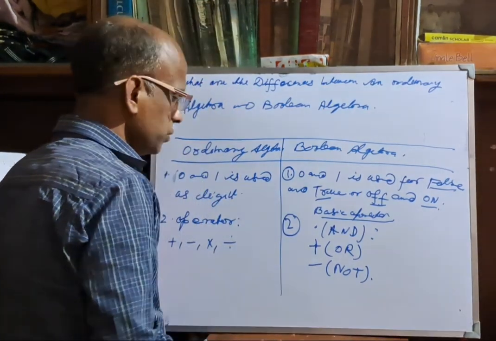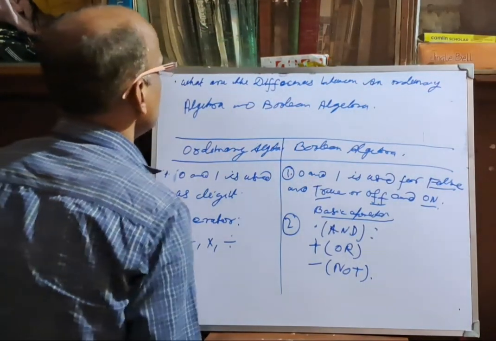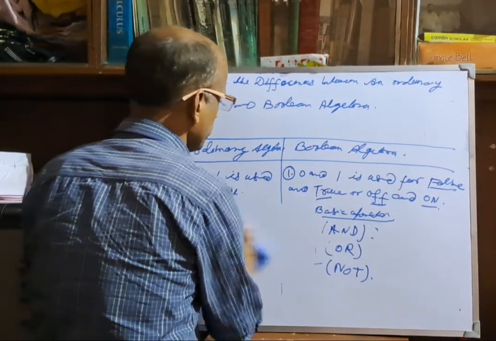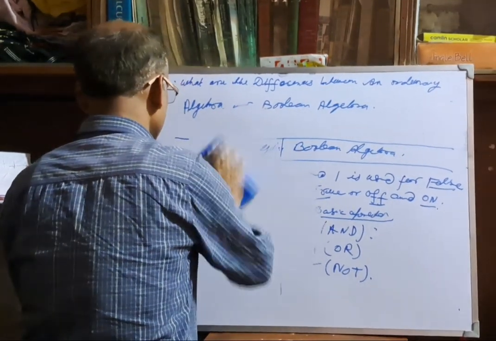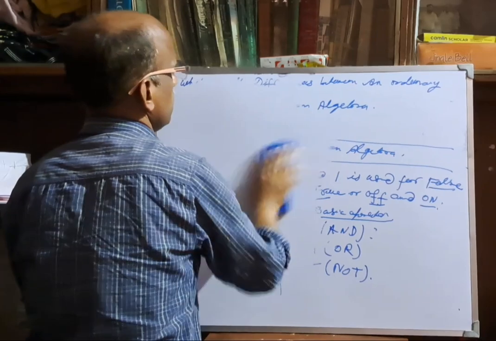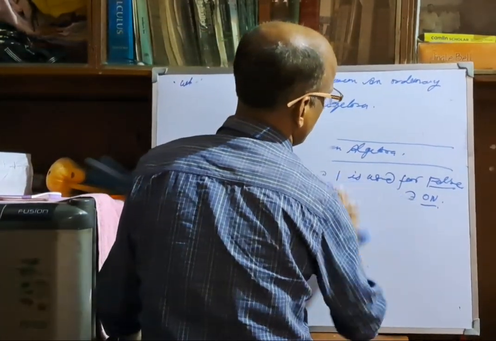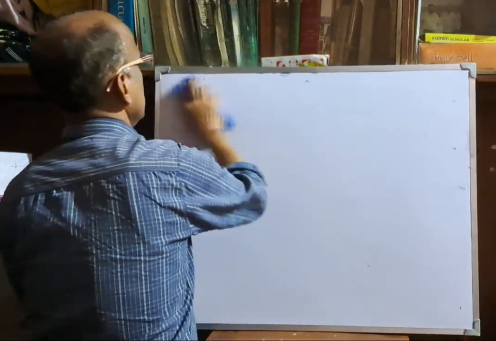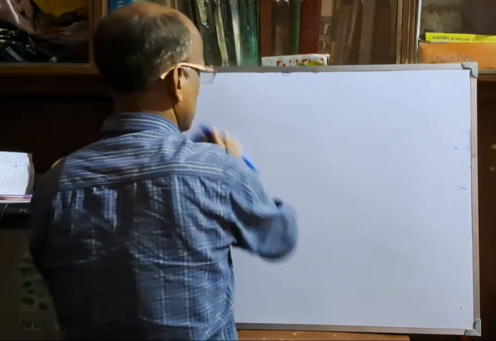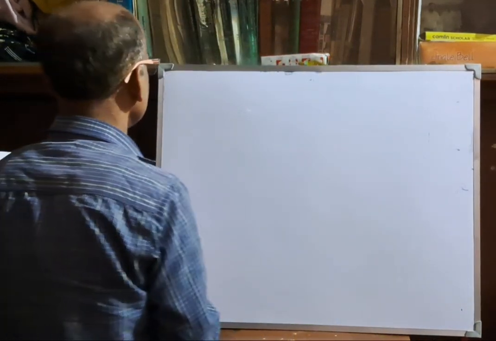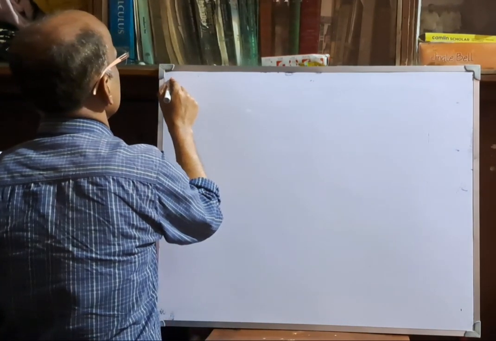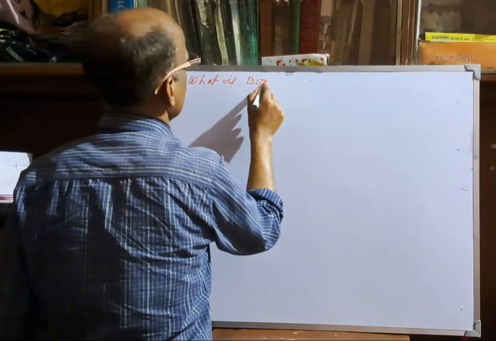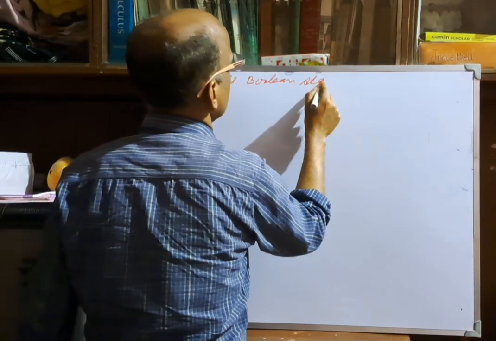Now I am erasing this part, it is not required right now. The next part is what Boolean algebra is. I am going to define Boolean algebra. This is question number 2: what is Boolean algebra? Or you can write, define Boolean algebra.